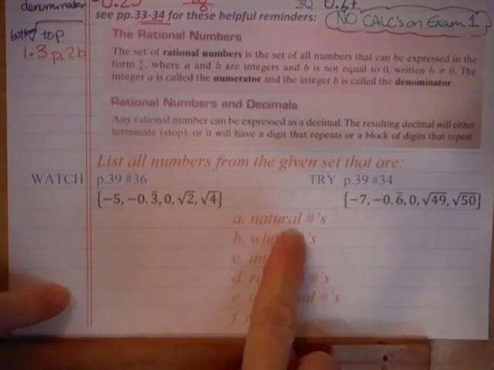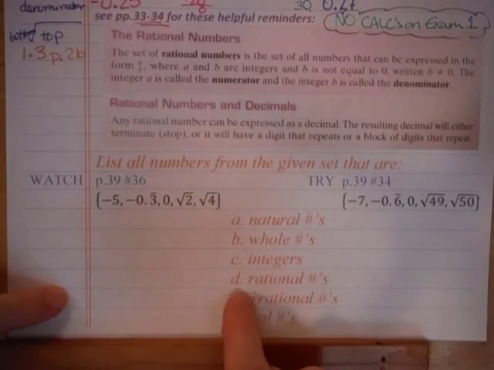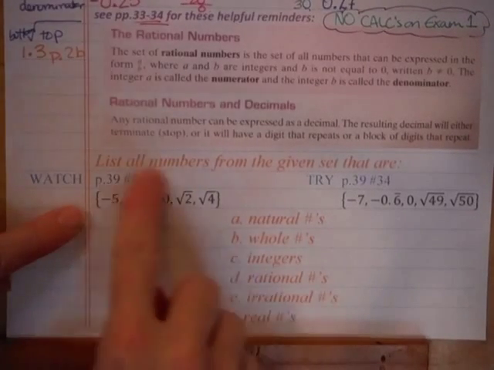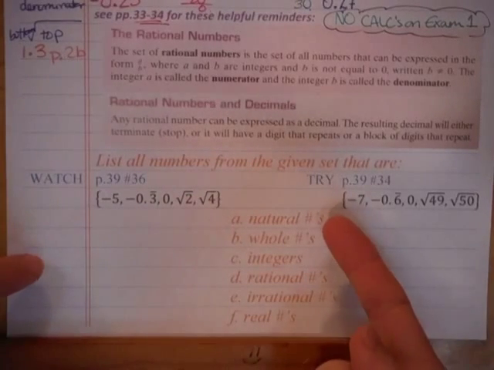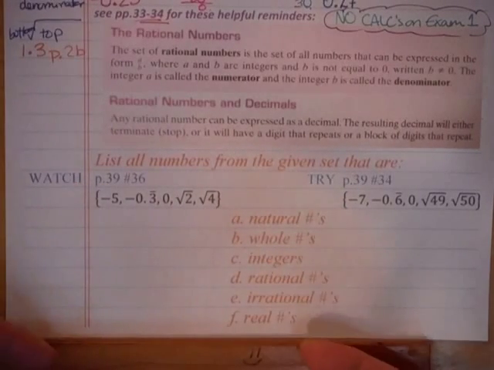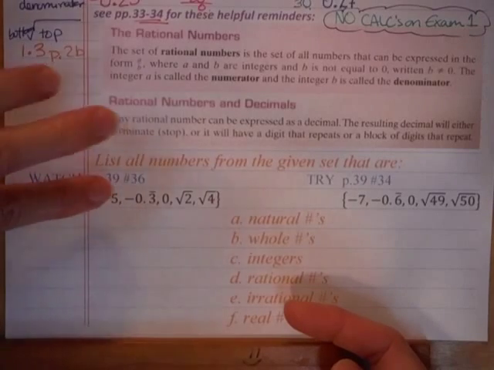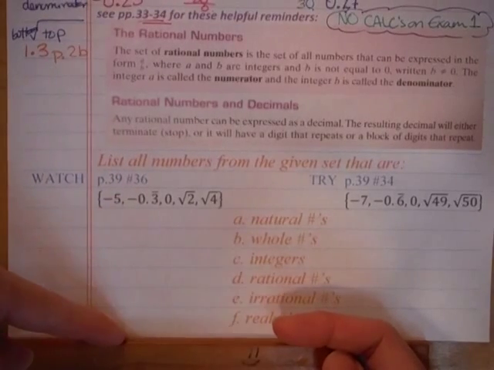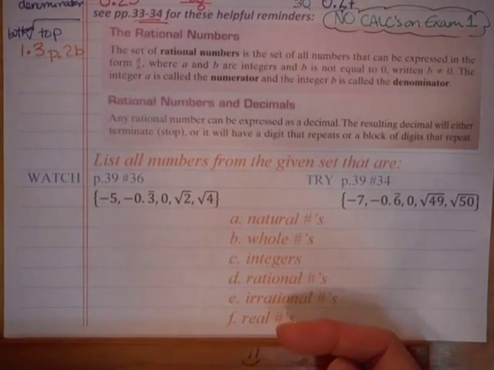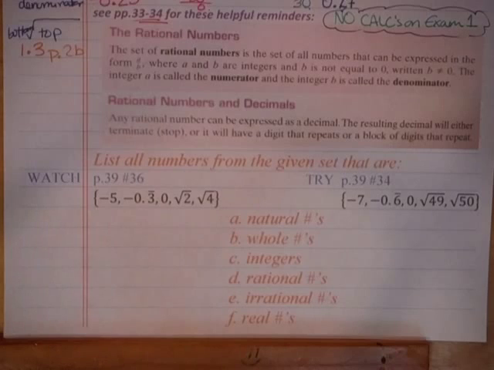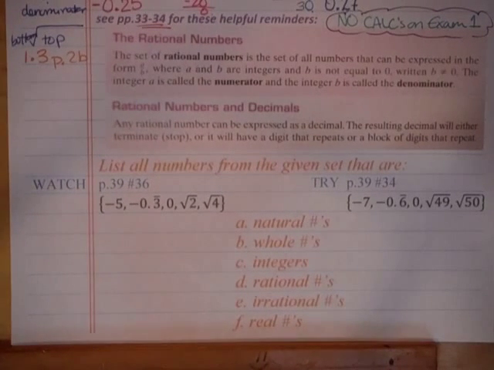List all numbers from the given set that are A, natural numbers, B, whole numbers, C, integers, D, rational numbers, E, irrational numbers, and F, real numbers. So it's our chance, given a collection of numbers, to identify which ones fall in the category of naturals, wholes, integers, and on down the list. There's potentially more than one answer per letter here, as some numbers may show up in different groups. Just like you're part of different groups but you're the same person, these numbers can be part of different groups as well. Okay, so let's start with this first set.